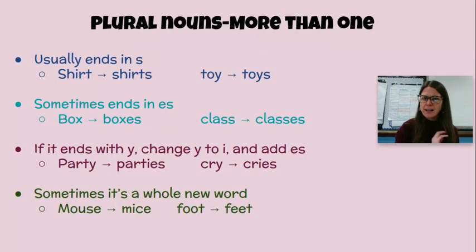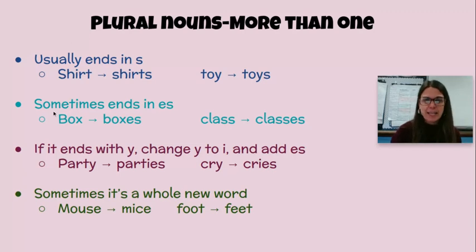So let's talk about plural nouns. What does plural mean? Plural means more than one. So like shirt becomes shirts. Toy becomes toys. Usually it ends in an S. Okay, those are ordinary plural nouns. If we have one shirt, that's just one. We call that singular. If we add an S, it becomes 2 shirts or 10 shirts. Okay, and that is plural.